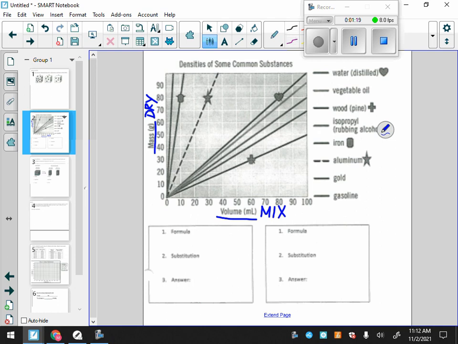So when we compare the mass versus the volume, we're going to have the effect of the mass on the volume of certain substances. I abbreviated that, M on V. And typically, mass and volume will be able to calculate your density. So let's look. It's asking you to choose two of the substances. Now they have a little symbol on the side. So the heart is the water. The wood pine is the cross. The iron is that little rectangular shape thing. And the aluminum is the star.